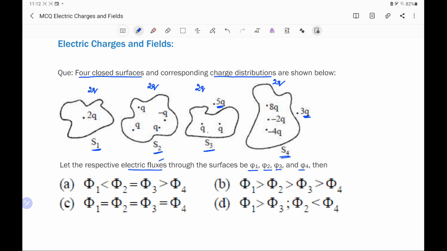We know that electric flux is due to only the charge enclosed by the Gaussian surface. So we will ignore the charge outside the Gaussian surface, and in all 4 cases the charge inside the Gaussian surface is 2Q. Therefore, the flux will be 1 by epsilon naught times the charge enclosed, and that will be equal to 1 by epsilon naught times 2Q, because each surface has 2Q charge inside. Therefore, we can say that phi1 equals phi2 equals phi3 equals phi4. So option C is the correct option.